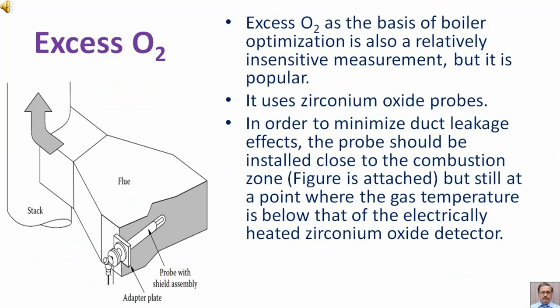Excess oxygen as the basis of boiler optimization is also a relatively insensitive measurement, but it is popular. It uses zirconium oxide probes. In order to minimize duct leakage effects, the probe should be installed close to the combustion zone, but still at a point where the gas temperature is below that of the electrically heated zirconium oxide detector.